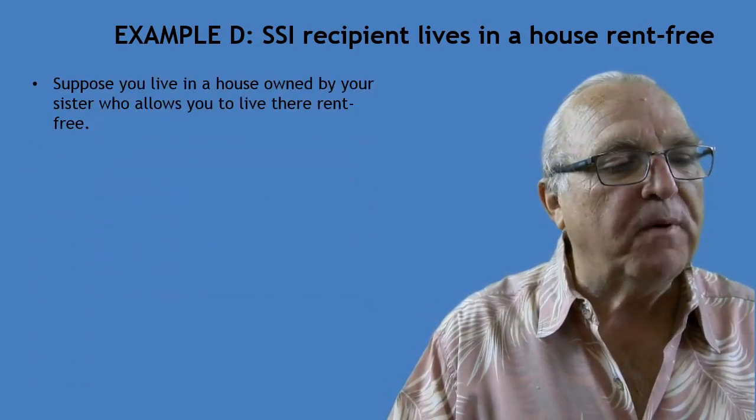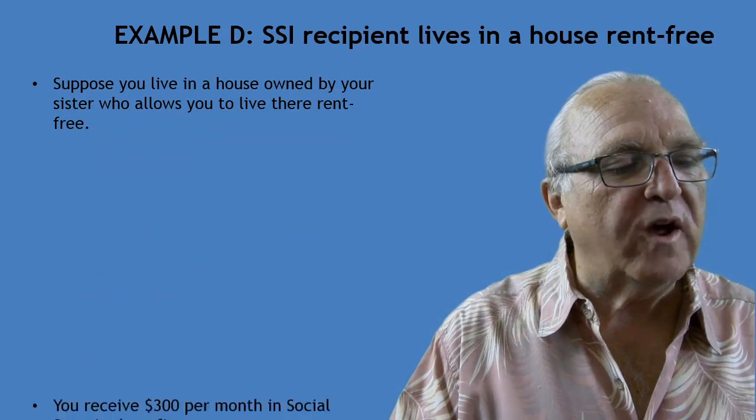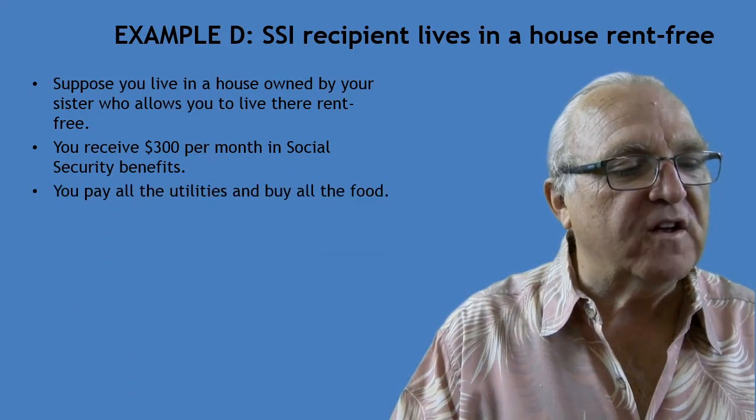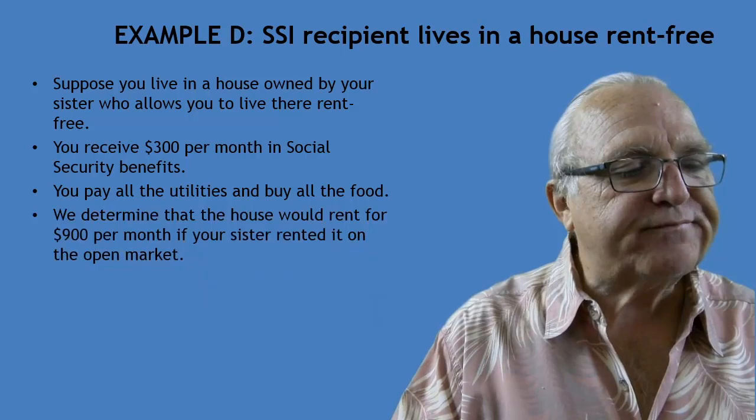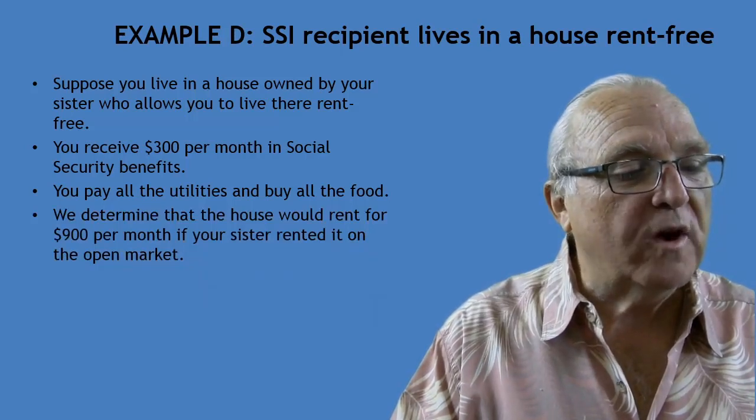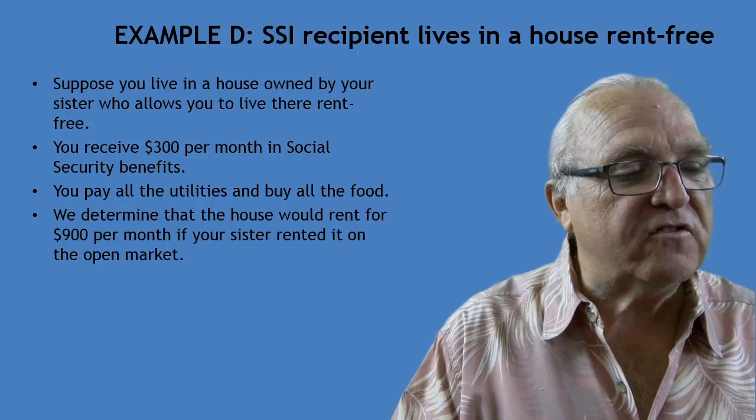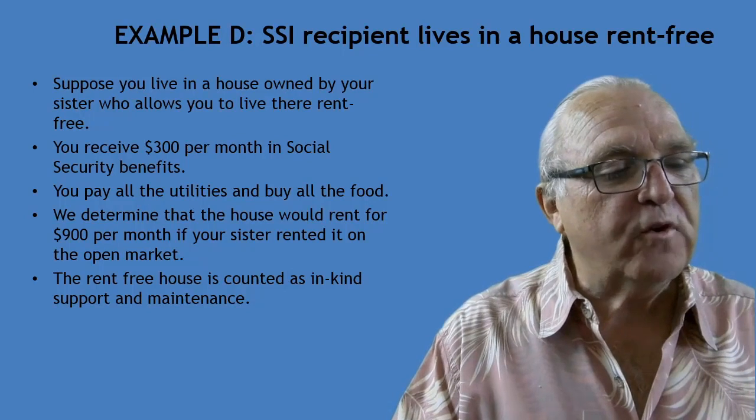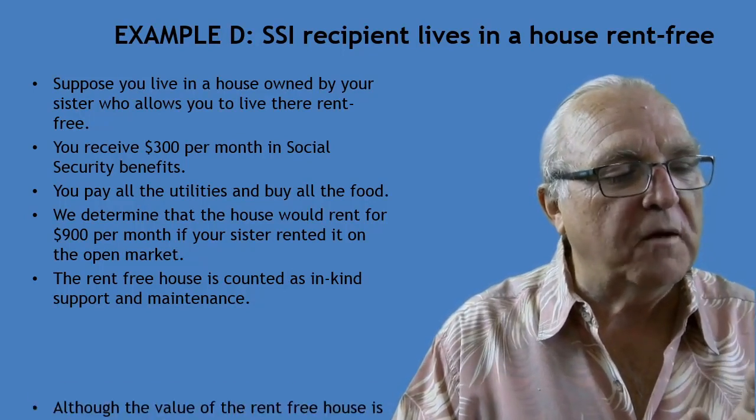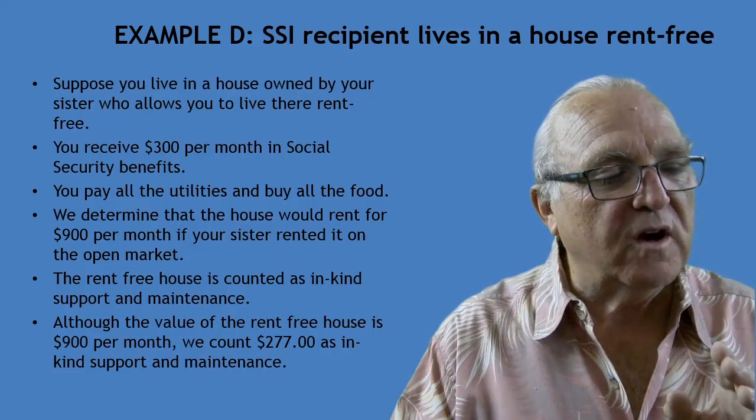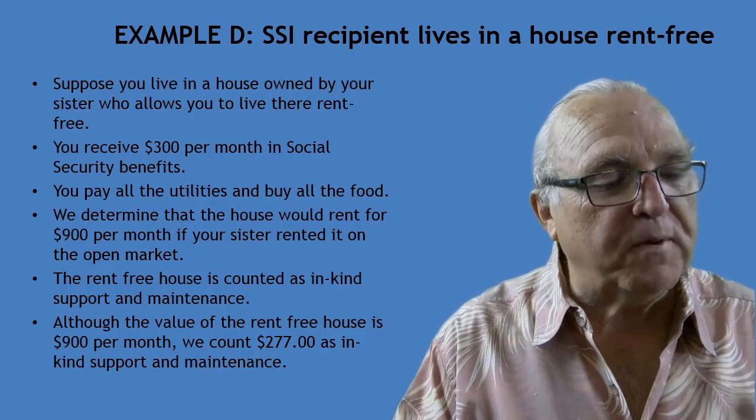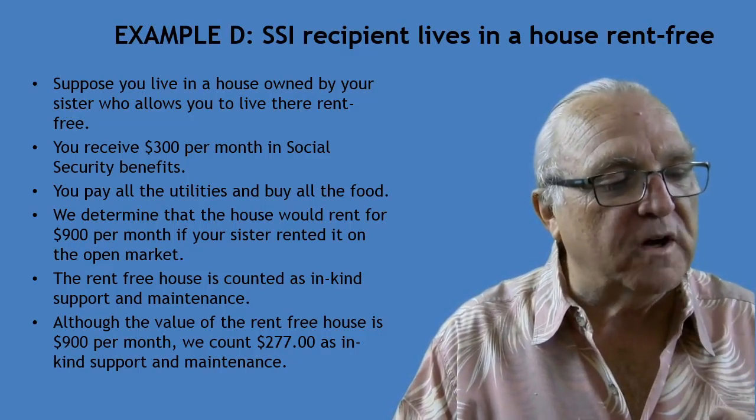Okay. Now, we have one last example, okay, but I think these examples are very illustrative. Suppose you live in a house owned by your sister who allows you to live there rent-free. You receive $300 a month in Social Security benefits. You pay all the utilities and buy all the food. We determined that the household rent would be $900 a month if your sister rented it out on the open market. This rent-free house is counted as in-kind support and maintenance, and although the value of the rent-free house is $900 a month, they would reduce the benefits by $277 a month.